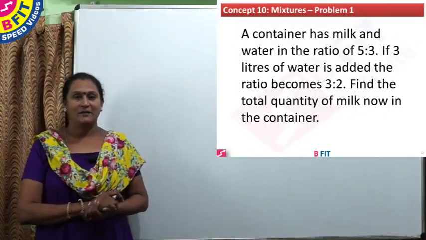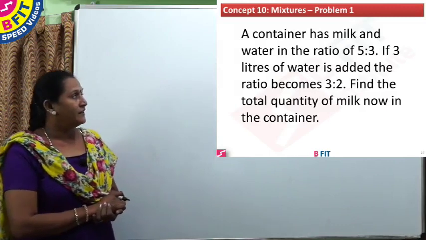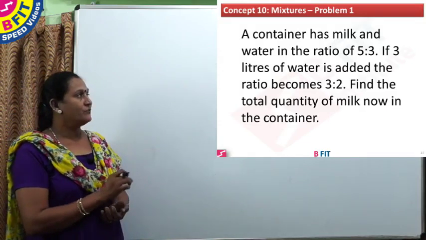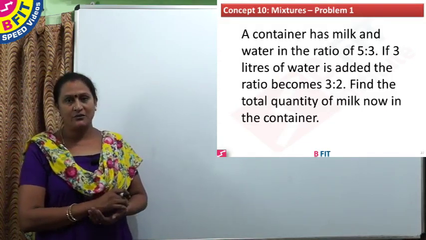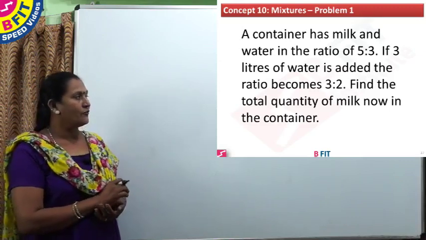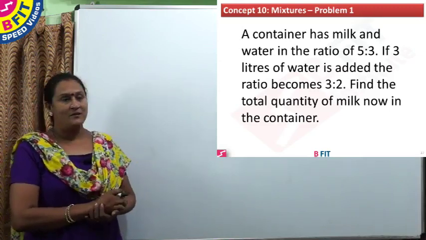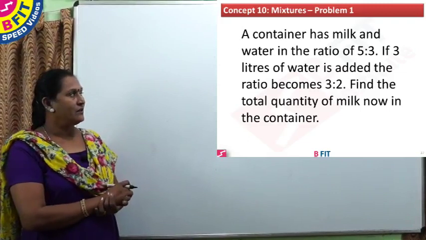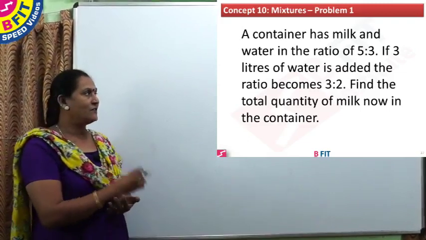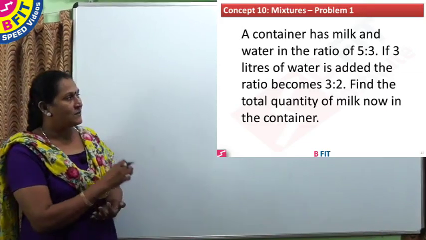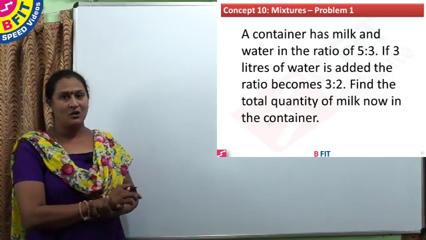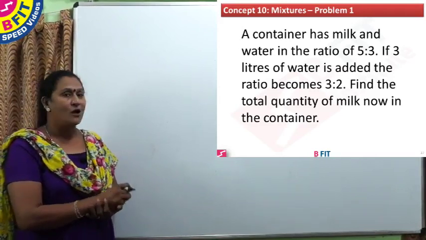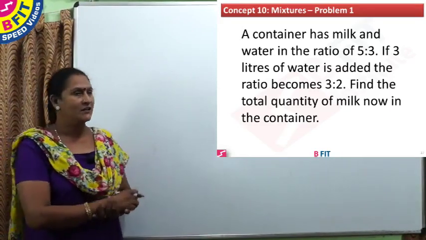So the question is, a container has milk and water in the ratio of 5:3. If 3 liters of water is added, the ratio becomes 3:2. Find the total quantity of milk now in the container. In this question, the initial ratio of milk and water is given as 5:3, and water alone is added. Earlier we saw when both the values are added. In this question, only water is added, milk is not added. So when 3 liters of water is added, the ratio becomes 3:2. How to work out this type of question? We'll see the working.